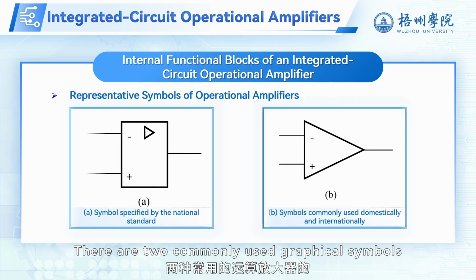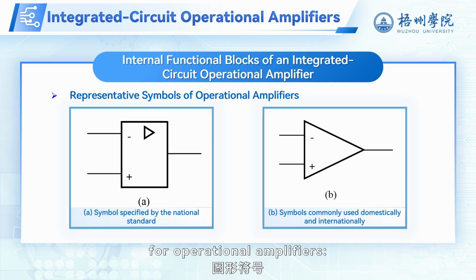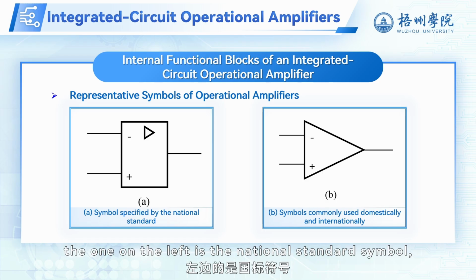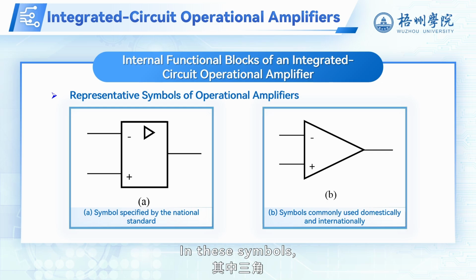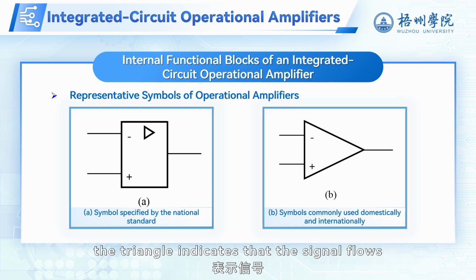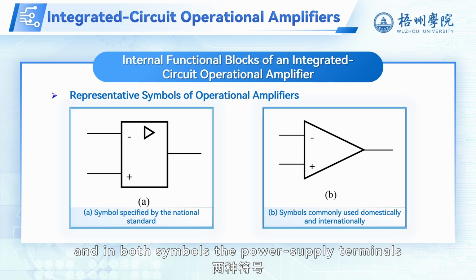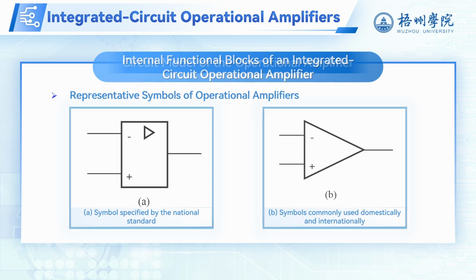There are two commonly used graphical symbols for operational amplifiers. The one on the left is the national standard symbol, and the one on the right is the commonly used symbol. In these symbols, the triangle indicates that the signal flows from left to right, and in both symbols the power supply terminals are not shown.